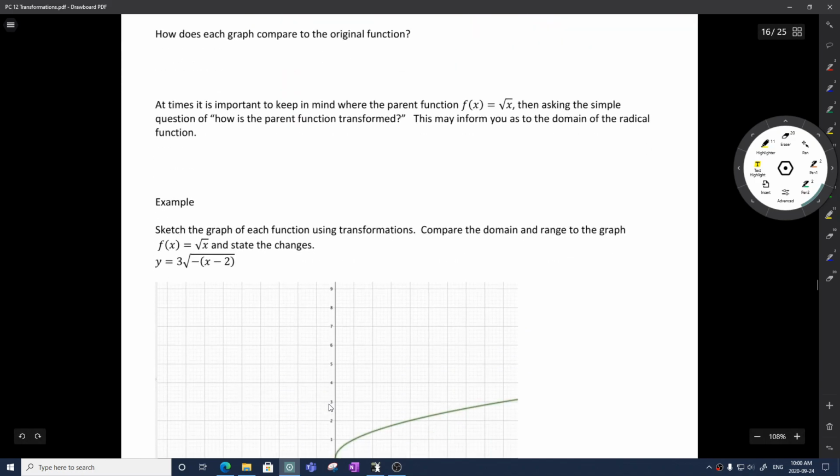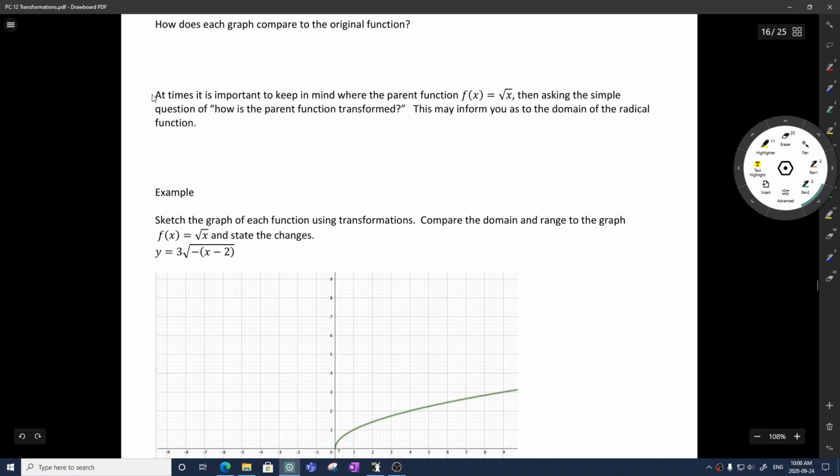So here is an important idea. Why do we do transformations? So we can think about functions in a different way, and transformations really help out. At times it's important to keep in mind the parent function, f of x is equal to x squared, and just ask, how is the parent function being transformed? This may inform you of the domain and range of the radical function.